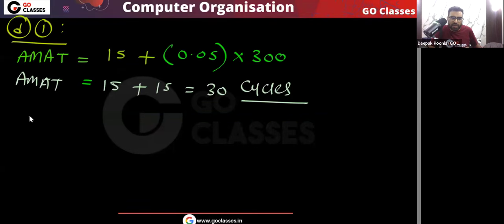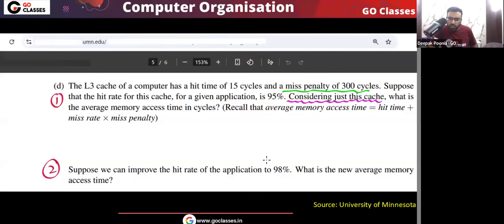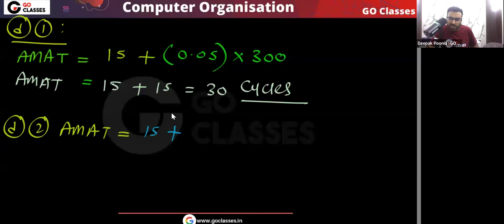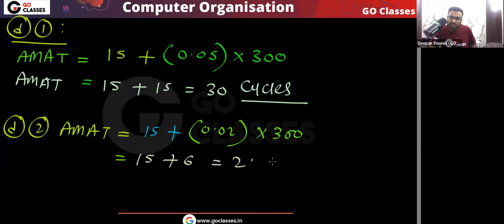So let's see part 2. Average memory access time, AMAT, will be equal to cache memory hit time, that is 15 cycles. We have improved only the hit rate. Nothing else has changed, yes or no? So the cache memory hit time is 15 cycles plus now the miss rate 0.02 times the miss penalty, 300. So this will be 15 plus 6, which is 21 cycles.